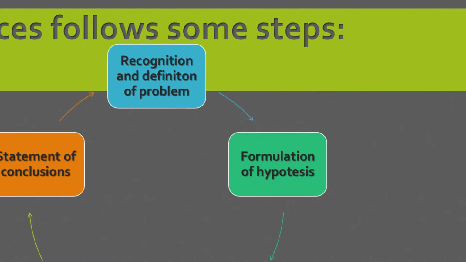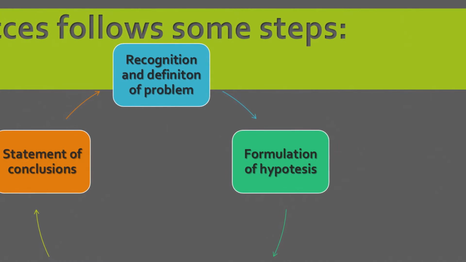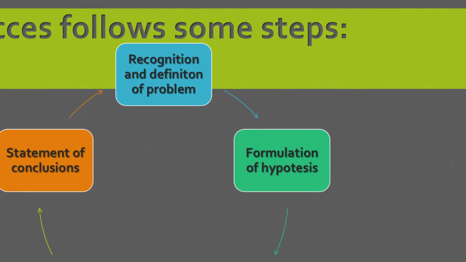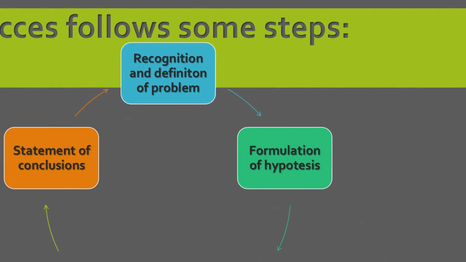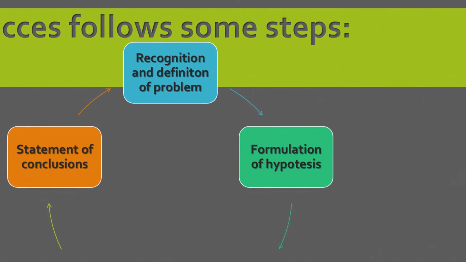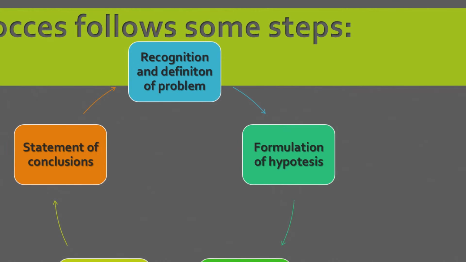The first step is recognition and definition of problem. It starts when you ask a question about something that is observable, and in order for the scientific method to answer this question, it must be measurable. It is important to do research to find out as much information as we can.